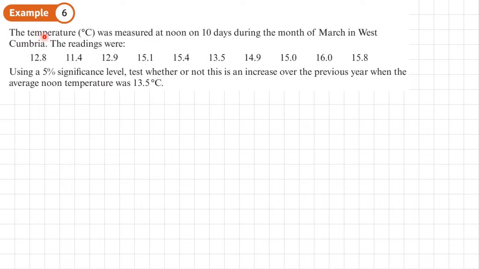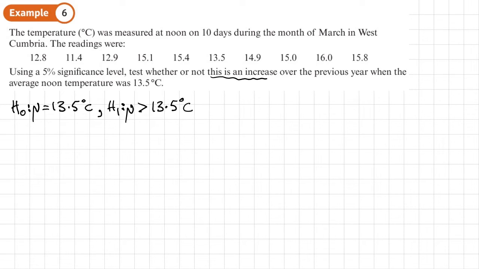Example 6. The temperature in centigrade was measured at noon on 10 days during the month of March in West Cumbria, and these were the readings here. Use a 5% significance level, test whether or not this is an increase over the previous year when the average noon temperature was 13.5. Right, let's start with H0. This is a full hypothesis test, and H1. So H0, it says that the average noon temperature was 13.5 Celsius. H1, we're testing to see whether it's an increase. So that's going to be that it's greater than 13.5 Celsius.